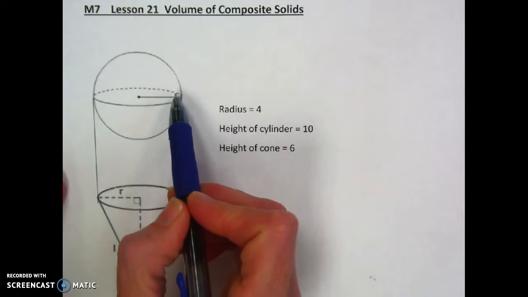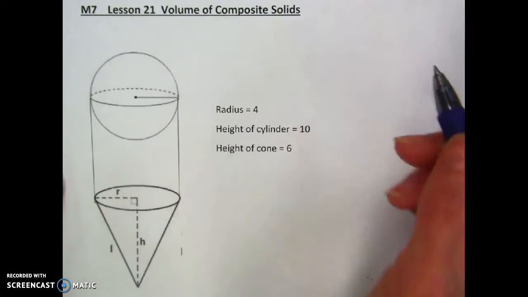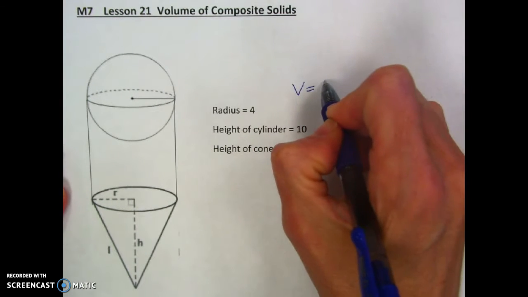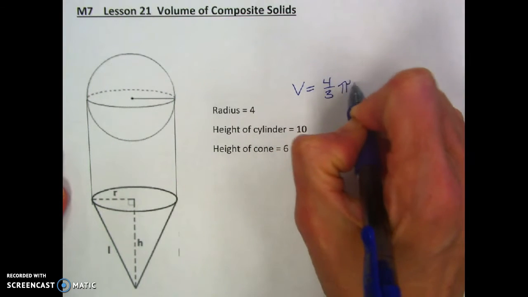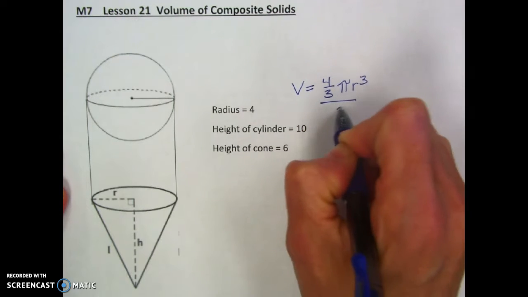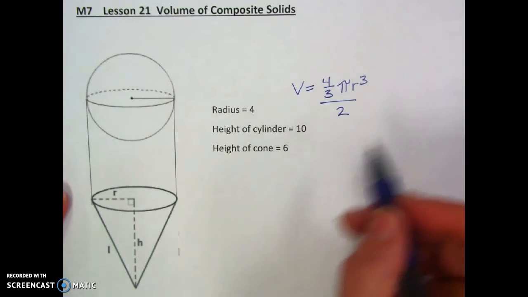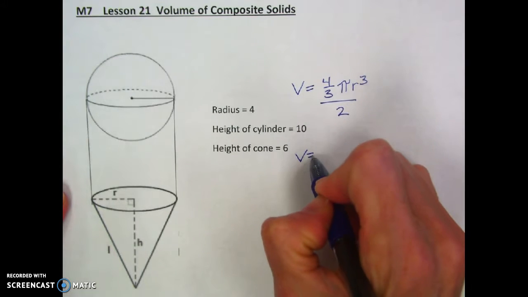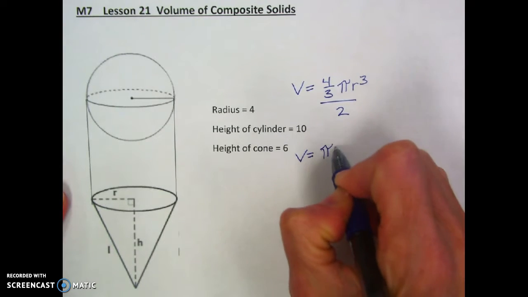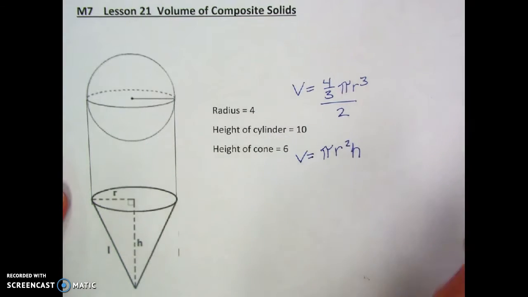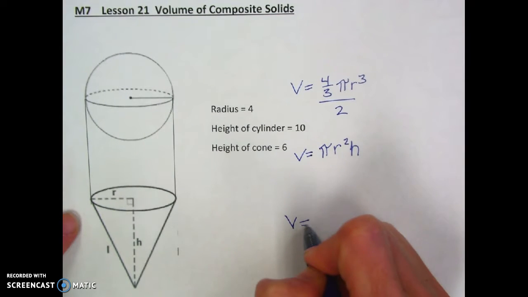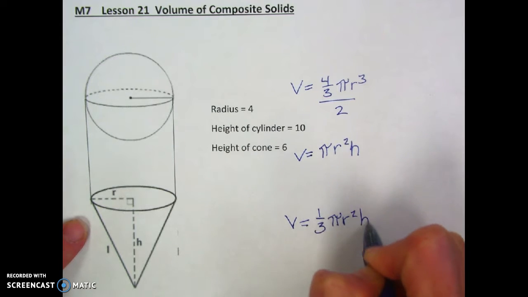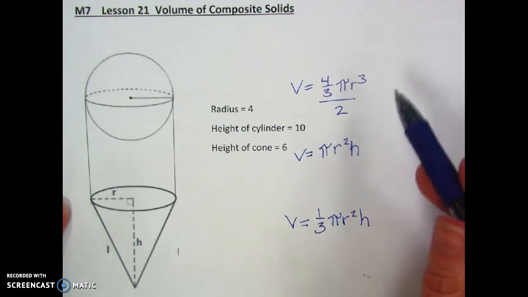So really what we're going to have here is half of a sphere. The volume for a sphere is 4/3 pi r cubed, but we're going to have half of that, so we're going to divide it by 2. Cylinder in the middle, volume of a cylinder is pi r squared times the height, and the cone on the bottom, the volume is 1/3 pi r squared times the height. So we just have to figure out what these numbers are.